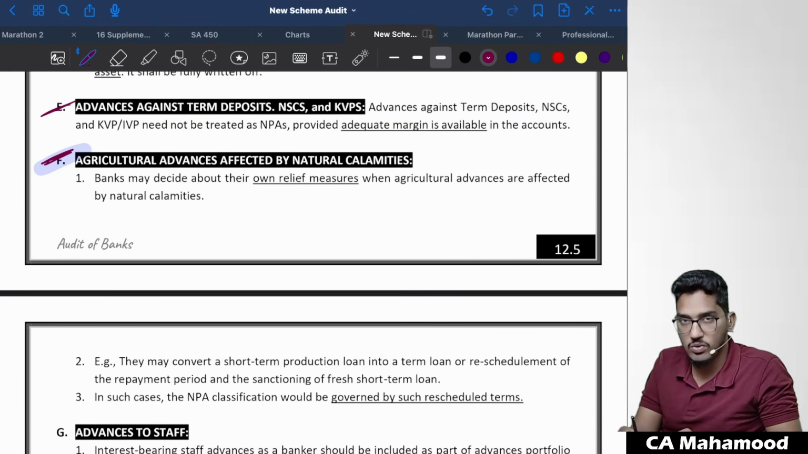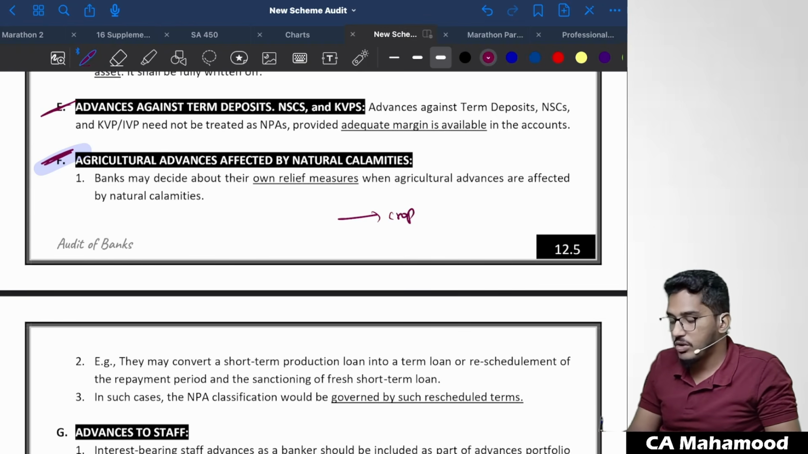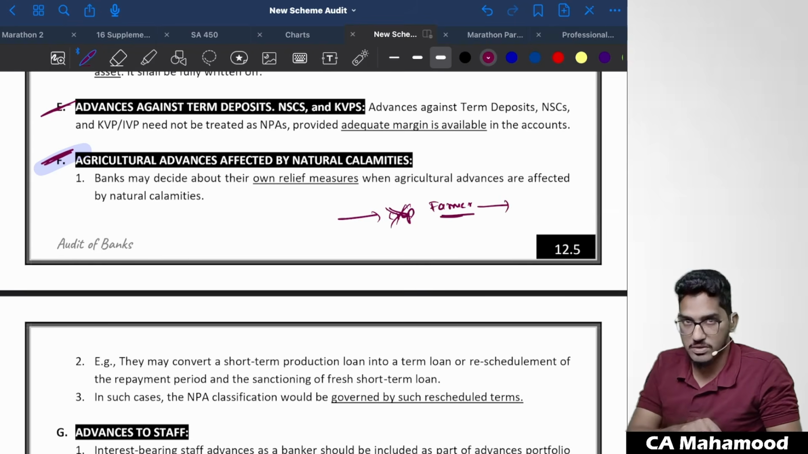Sometimes banks will give loans to the farmers, but the crop will be affected by natural calamity because of floods and all. So if the crop is affected by natural calamity, will the farmer be able to repay the loan? No. If the crop is affected by natural calamity, the farmer will not be able to repay the loan. Then what will happen? In that case, RBI has given power to banks to take relief measures.